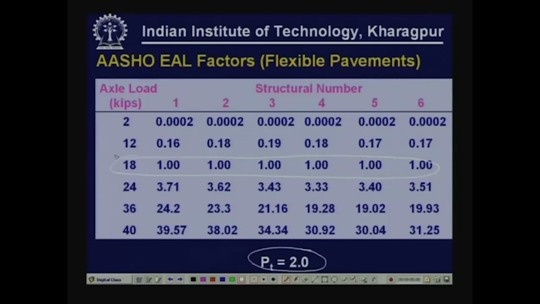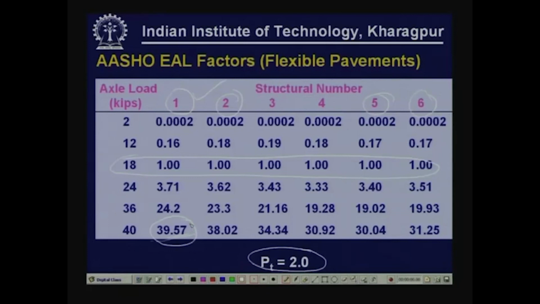As you can see here, obviously for 18 kip axle load, irrespective of the structural number of the pavement, the structural number of the pavement indicates the strength of the pavement. Irrespective of the structural number, obviously the equivalent axle load factor is 1, because we are comparing with 18 kip axle load. If you look at 40 kip axle load, compared to an 18 kip axle load for a weak pavement, one structural number indicates a weak pavement. So, the equivalent factor is about 39.57.